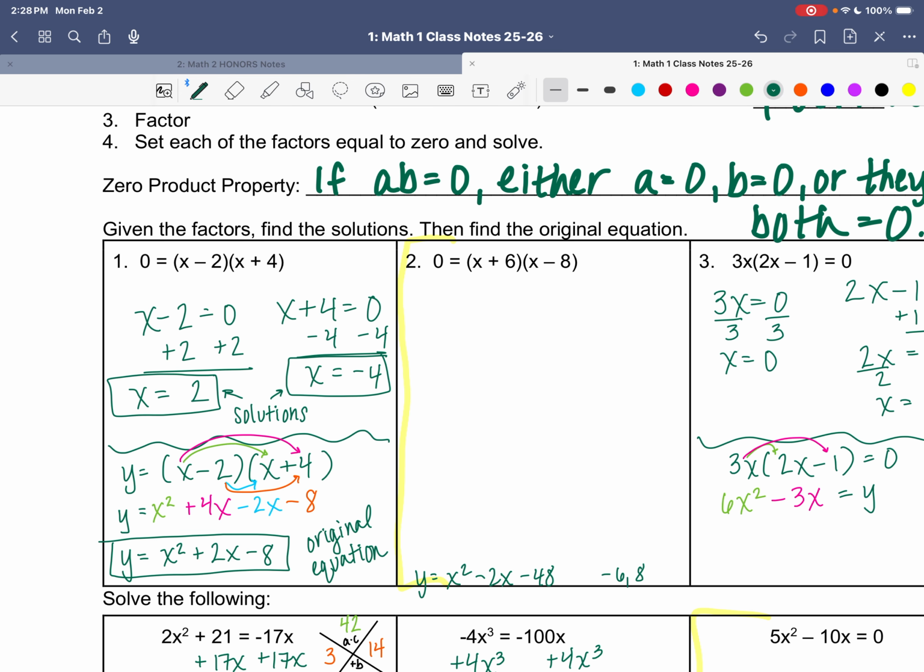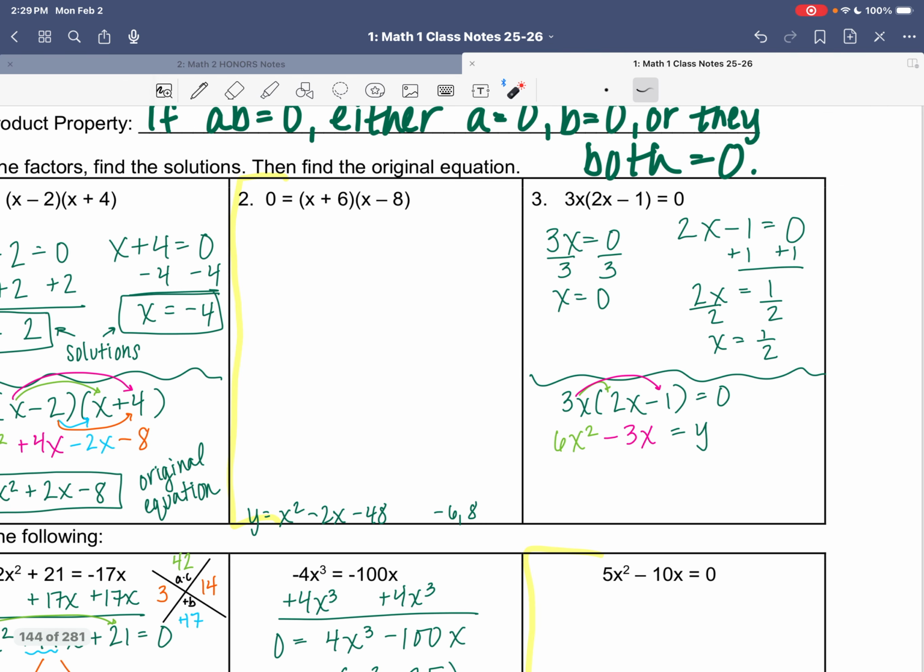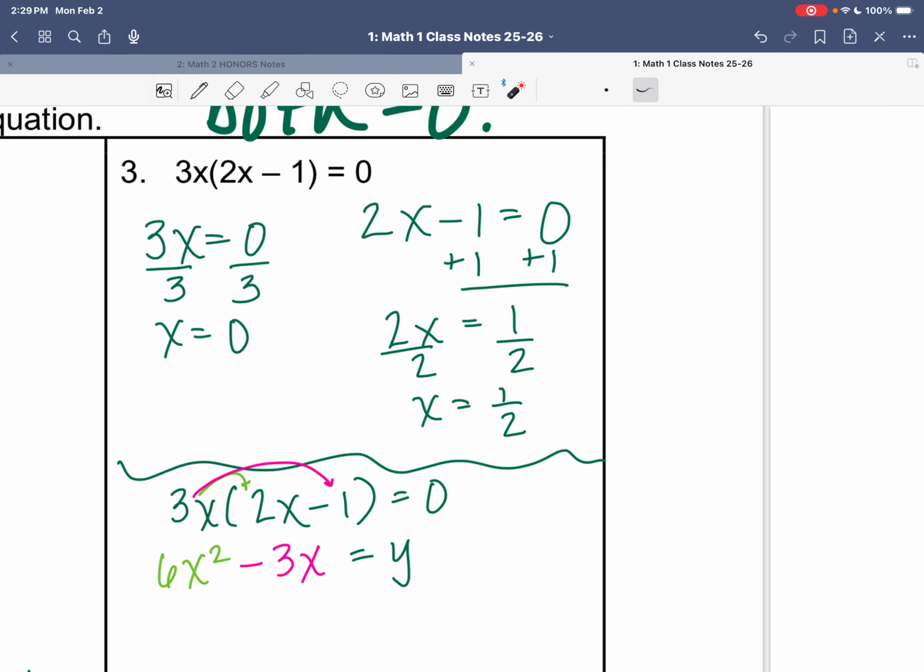Alrighty, so all we did was just set this equal to 0, take this, equal it to 0, and then go ahead and solve. And then for the original equation, just distribute. So you got x squared minus 8x plus 6x minus 48. So these are your answers. Well, let's go ahead, let's try this one.